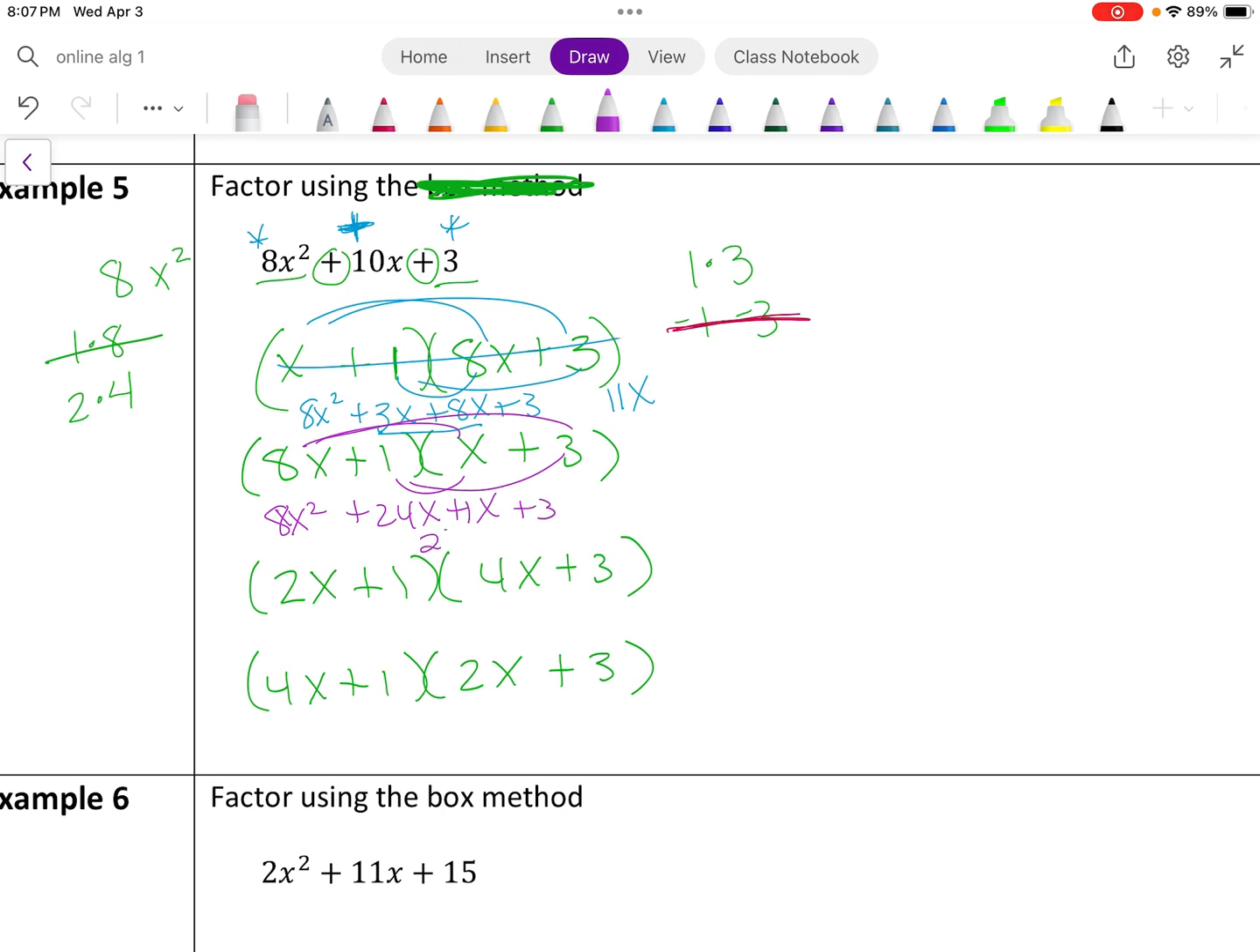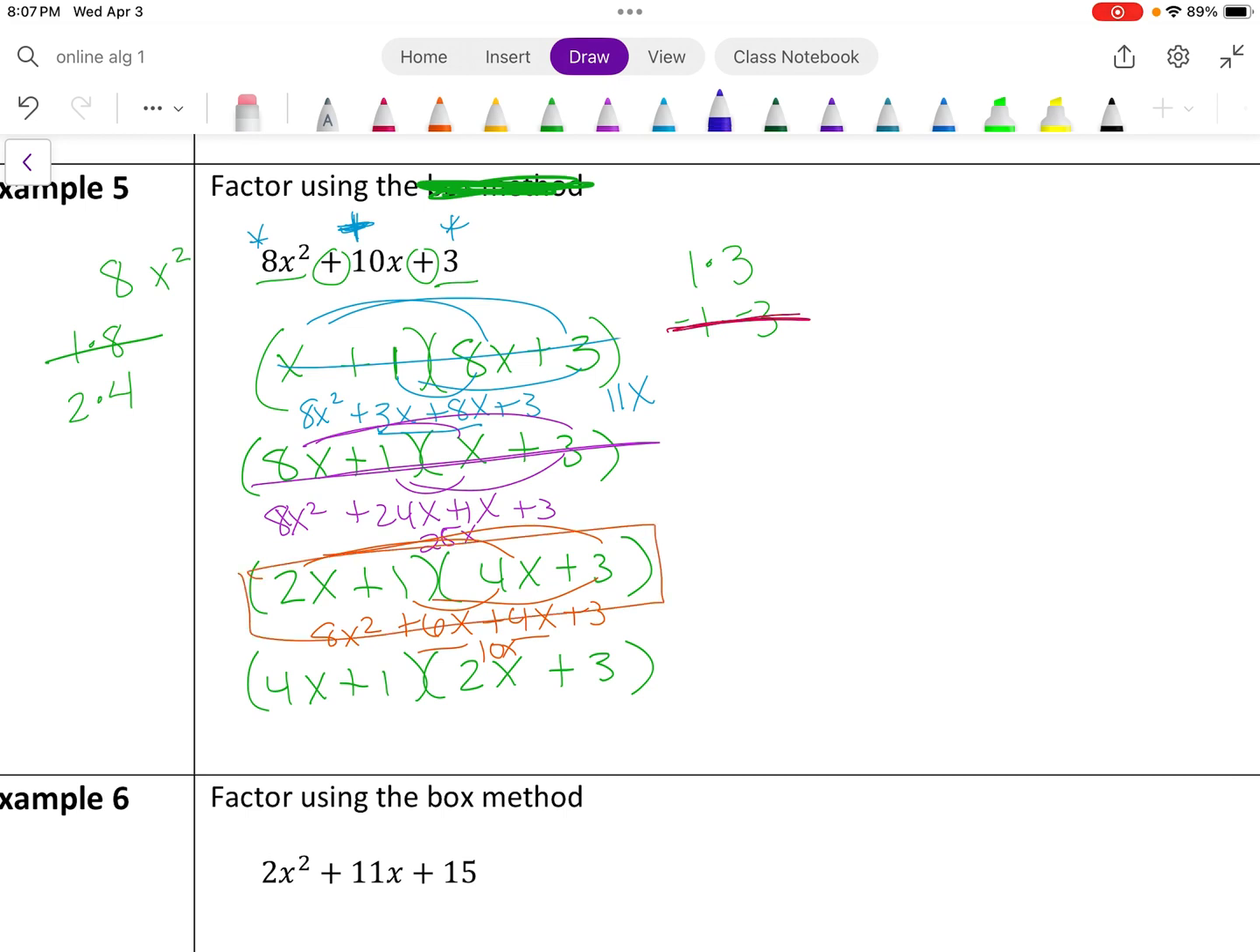24x and 1x is 25x. We're looking for 10x. That's way too big. All right, next one, 2x times 4x. There's my 8x squared. 2x times 3 is 6x. 1 times 4x is 4x. 1 times 3 is 3. 6x and 4x, that's 10x. So this must be our answer.